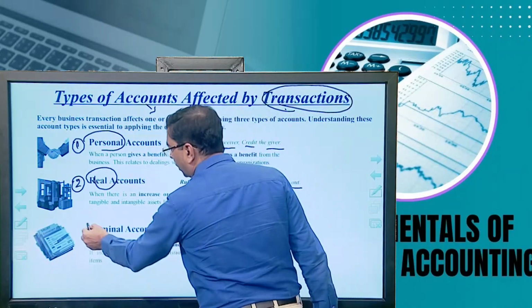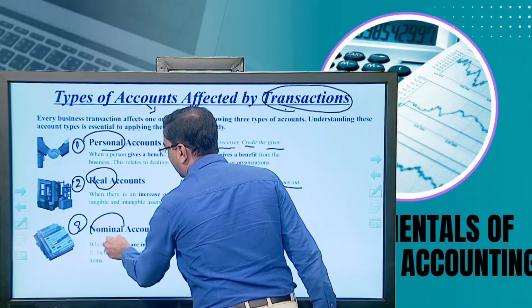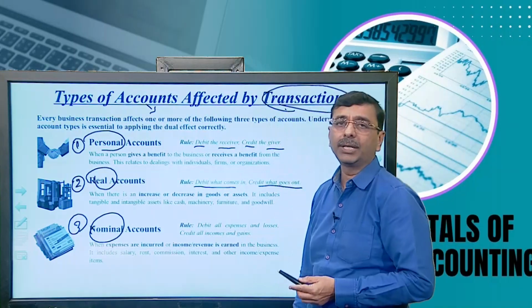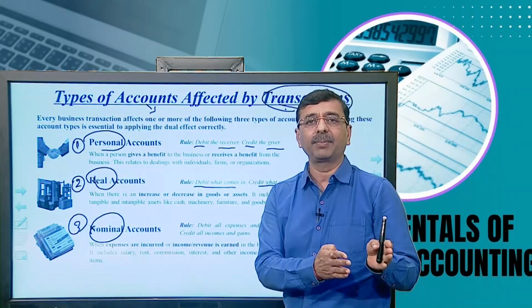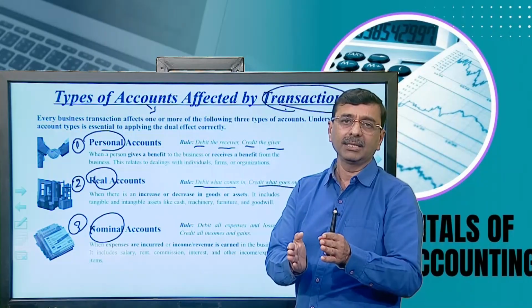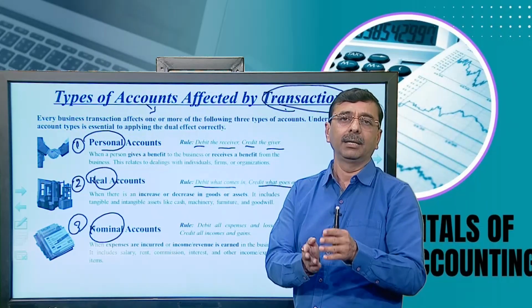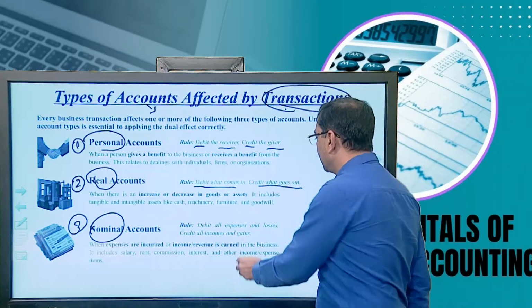Now moving to the third account, the nominal account. The nominal account represents any kind of expenses and incomes. Incomes are credited, but expenses are debited.